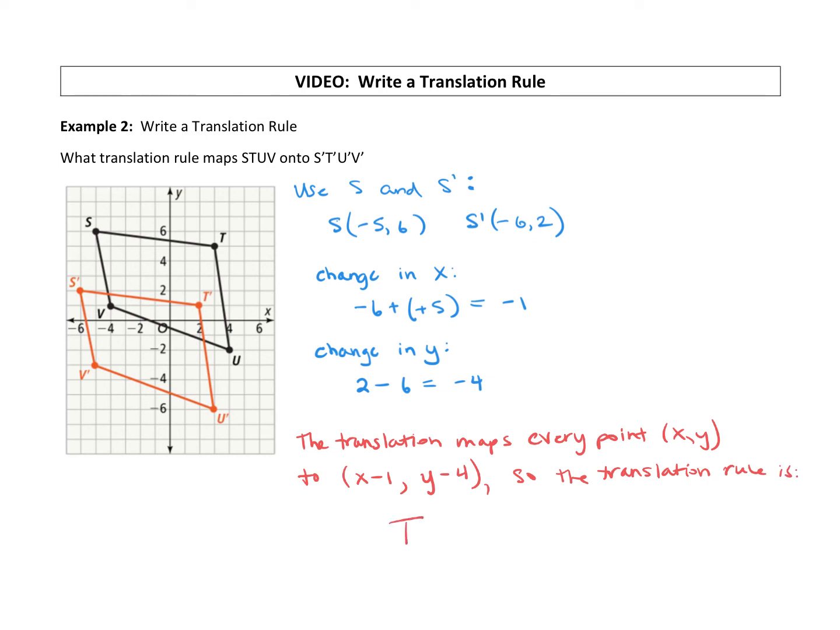T for translation, and then we've got our little pointy parentheses. We just use these numbers right here. -1 means go to the left 1. -4 means go down 4. So <-1, -4> of our figure, which was STUV. So this is the translation rule that we came up with from this image.